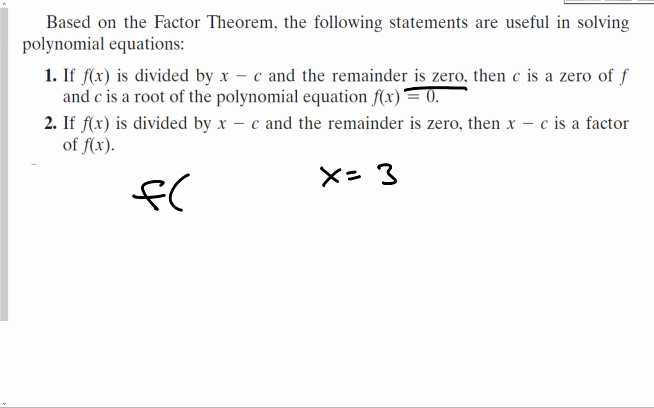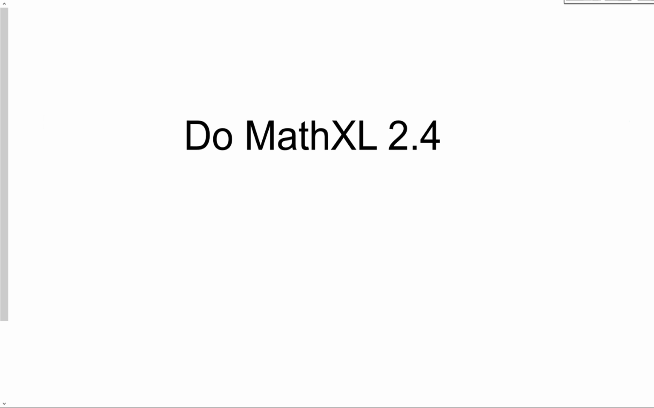If f of 3 is equal to 0, that means that's a 0 of the function. That means that's a root of the function, and it means that x minus 3 is a factor of the function. Okay, and that was 2.4, dividing polynomials, the remainder, and factor theorems. So do Math Excel 2.4.